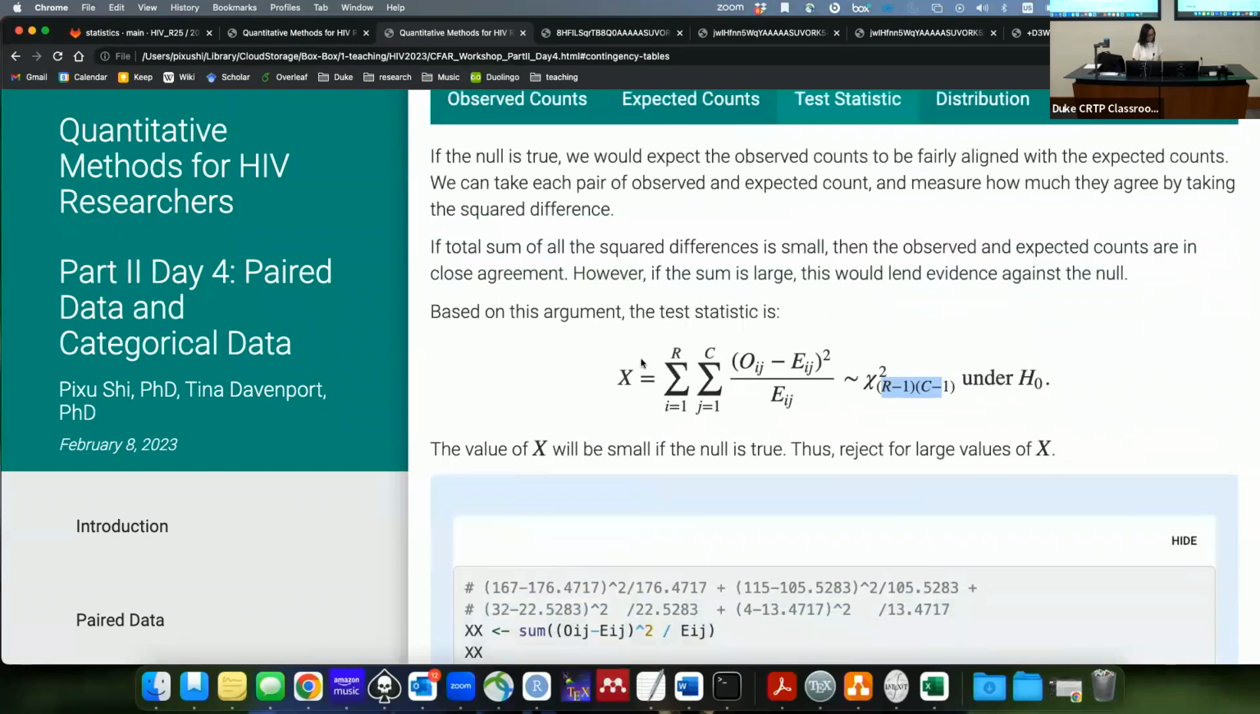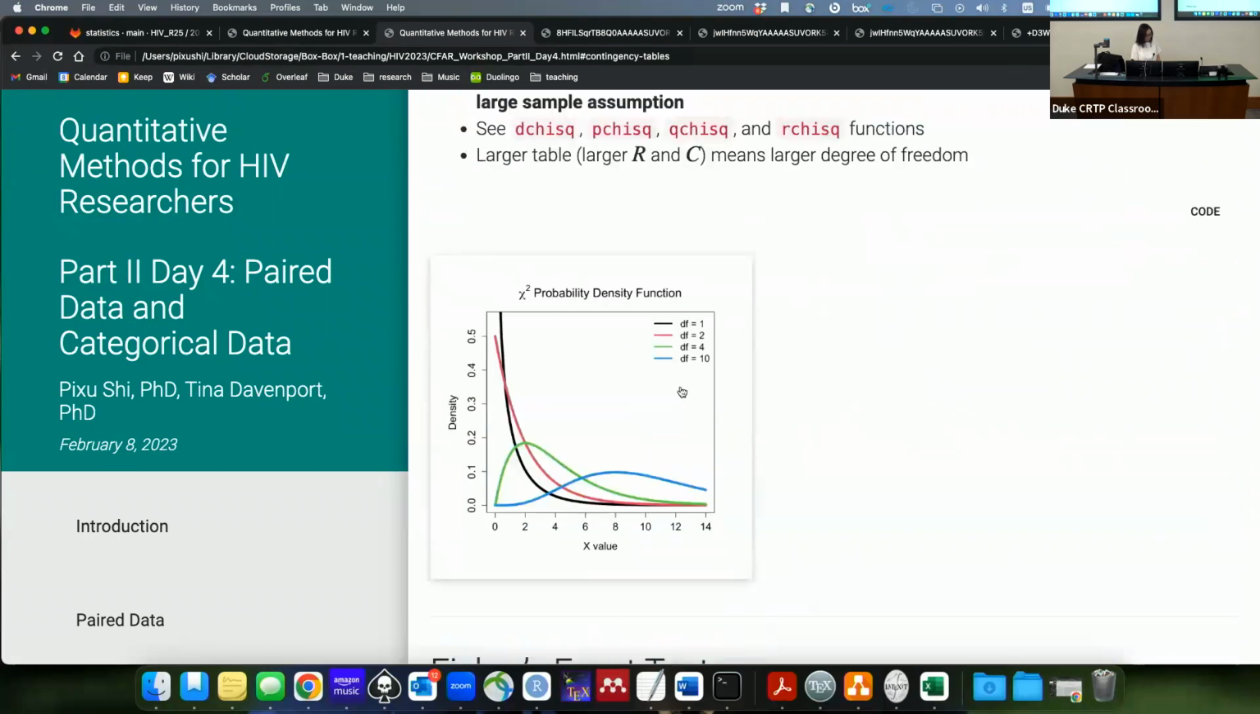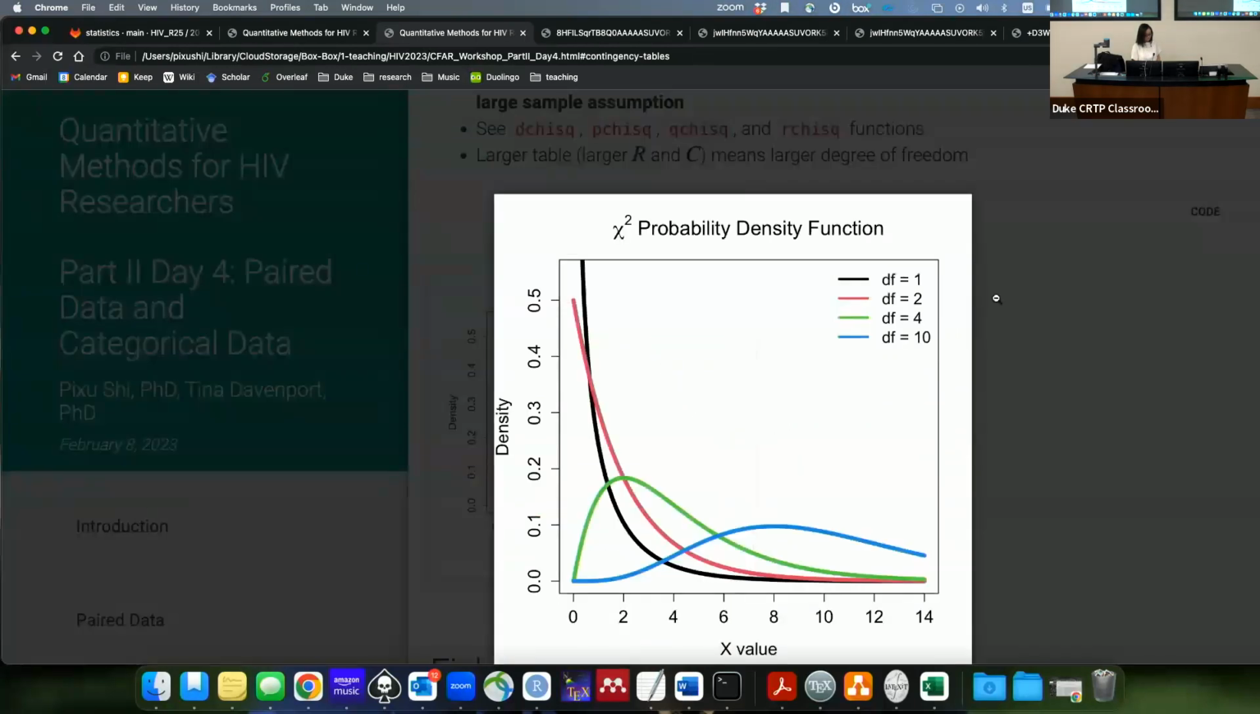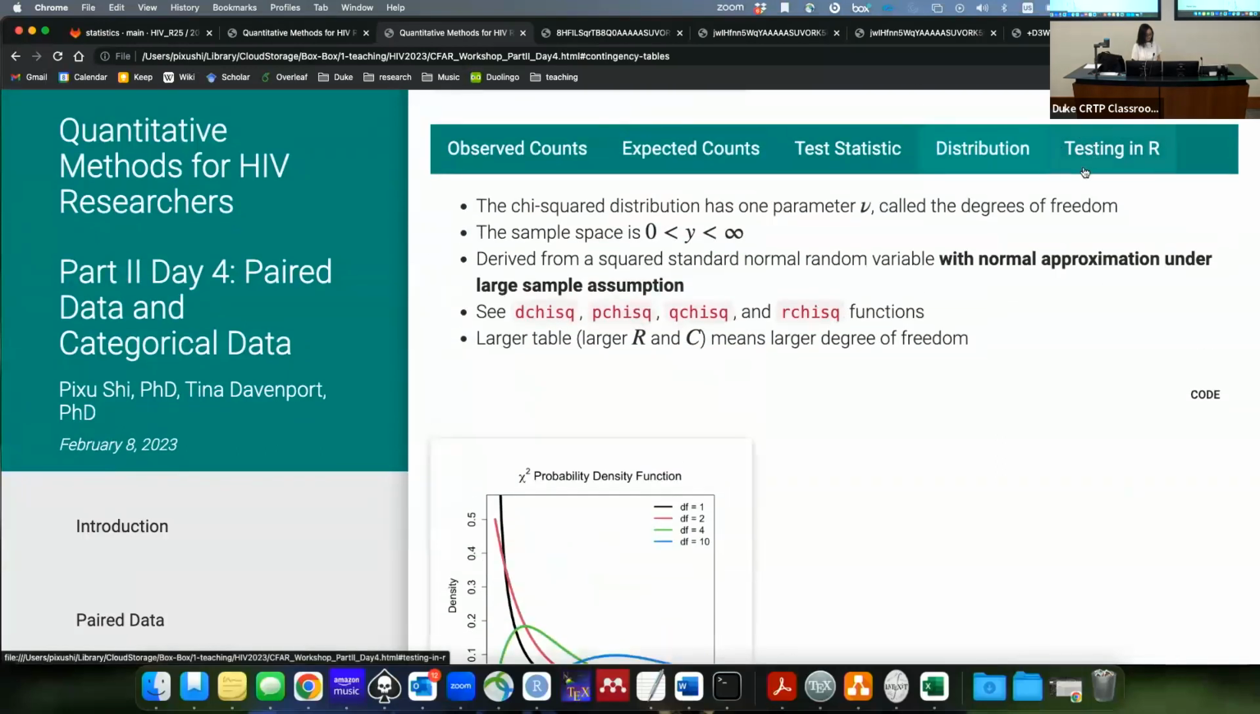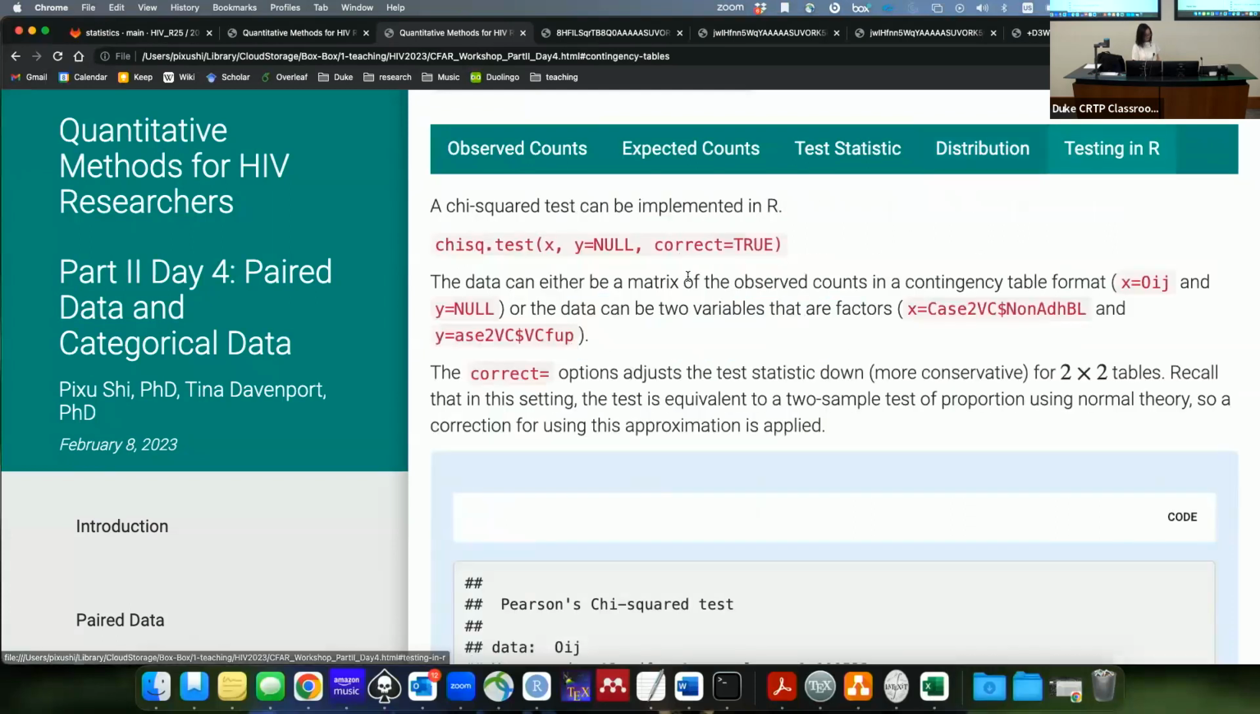So you would want to reject when this difference, the chi-square statistic, is larger. You compare it with the chi-square distribution of the corresponding degrees of freedom, and then you will be able to get the p-value based on all these chi-square distribution related functions in R, but the easier way is just to use the chi-square test.